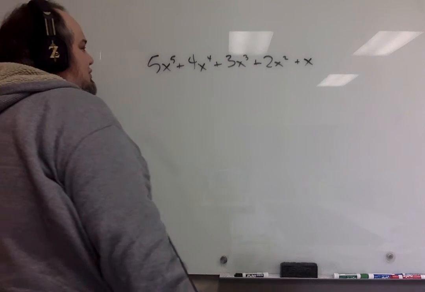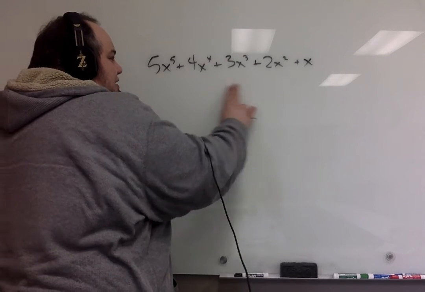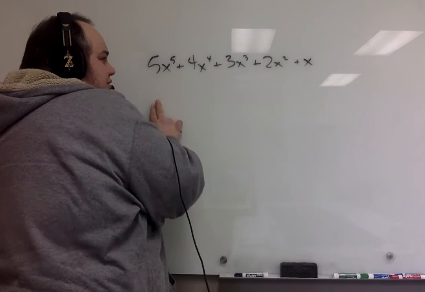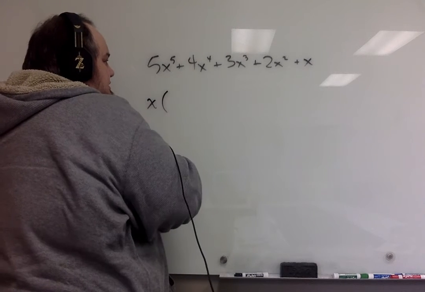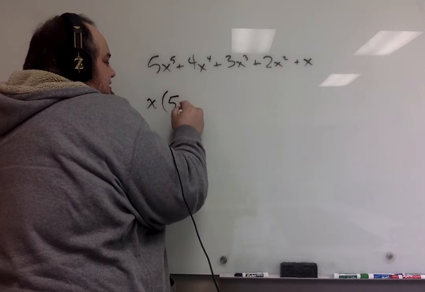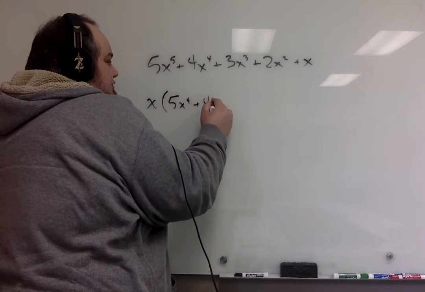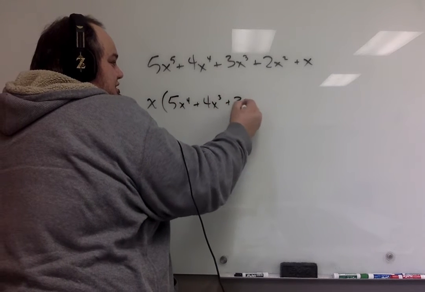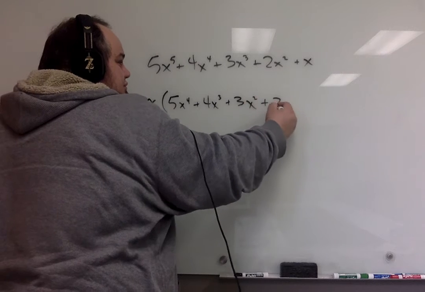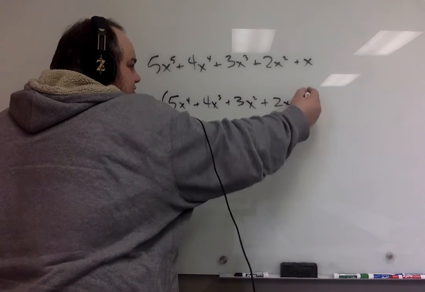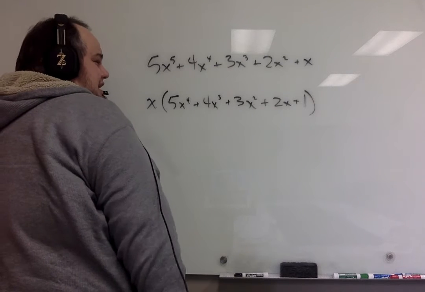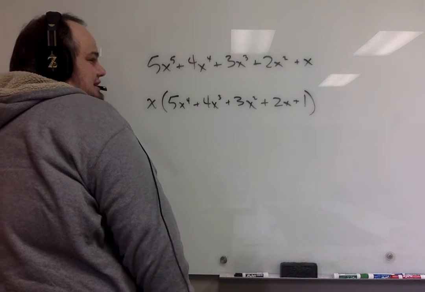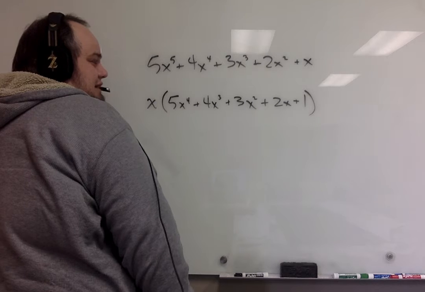Well, it still works the same way. You see, what can you factor out of all of them? Well, all they have in common is just that one x. So this would be x times 5x to the 4th plus 4x cubed plus 3x squared plus 2x plus 1. Right? Remember, when you're factoring out the entire term, like that x at the end, you still have to leave that 1 in there, either plus or minus, whatever it is.